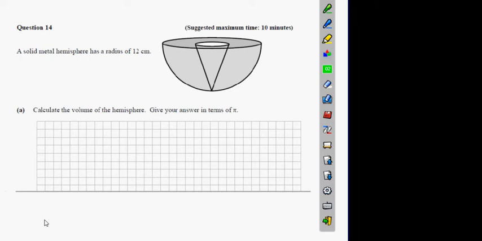So, what formula do you have in your tables relating to the sphere or the hemisphere? The volume of a full sphere. And what's the volume of a full sphere? 4 over 3 pi r cubed. So the volume of a full sphere is 4 over 3 pi r cubed. Okay, let's get the volume of a full sphere first, and then halve the answer. So it's going to be 4 over 3 multiplied by what? 12 cubed.